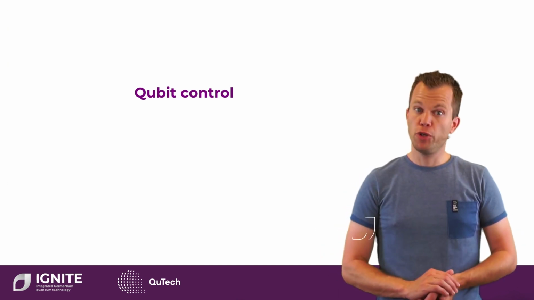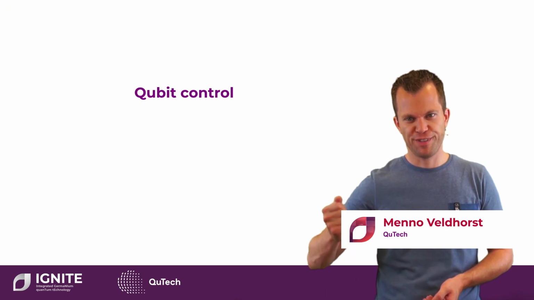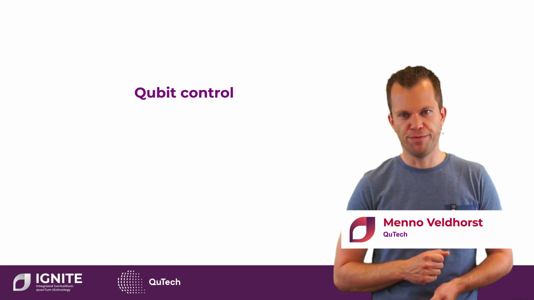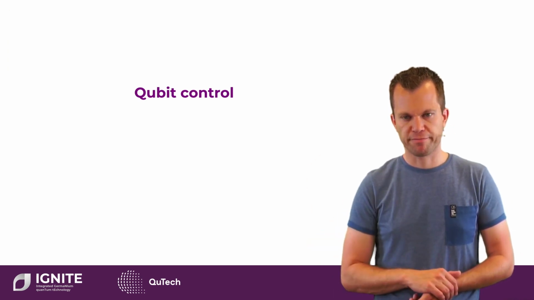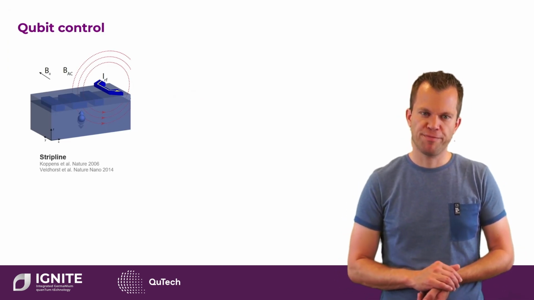We will now focus on qubit control. We envision that we have a single hole in a germanium quantum dot, and we want to control that hole, the spin state of that hole, to define qubit operations. There are varieties of ways of doing that.